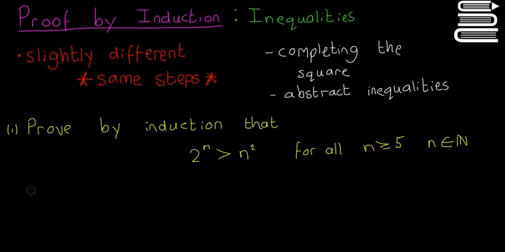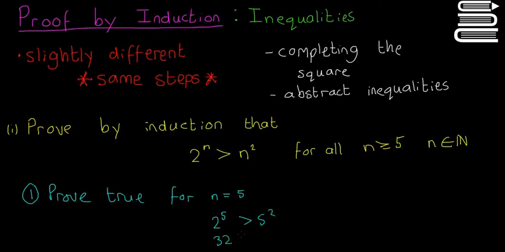So step 1 is prove true for, so we don't use n is equal to 1 in this case because it says n has to be greater than or equal to 5. So we're going to use n is equal to 5. So use the first case, all right? So we're going to have 2 to the power of 5 is greater than 5 squared. And if you do this, you're going to get 32 is greater than 25, and this is true for the first case.